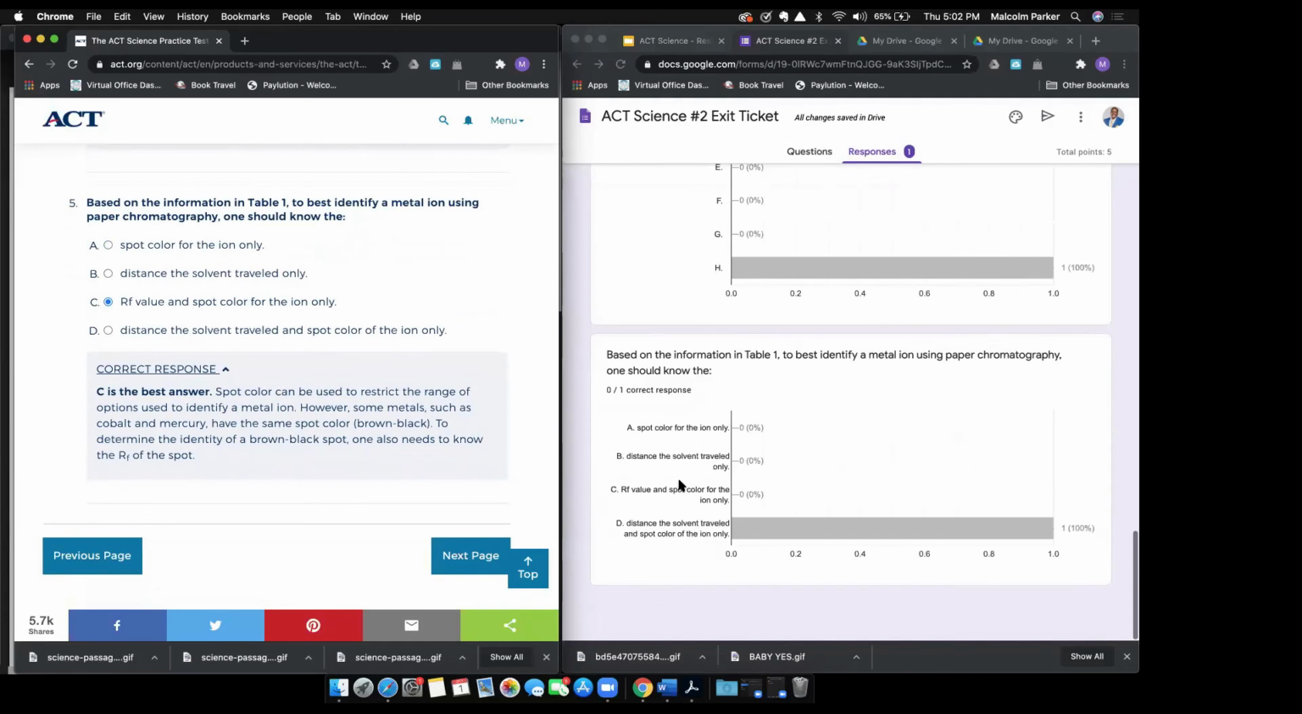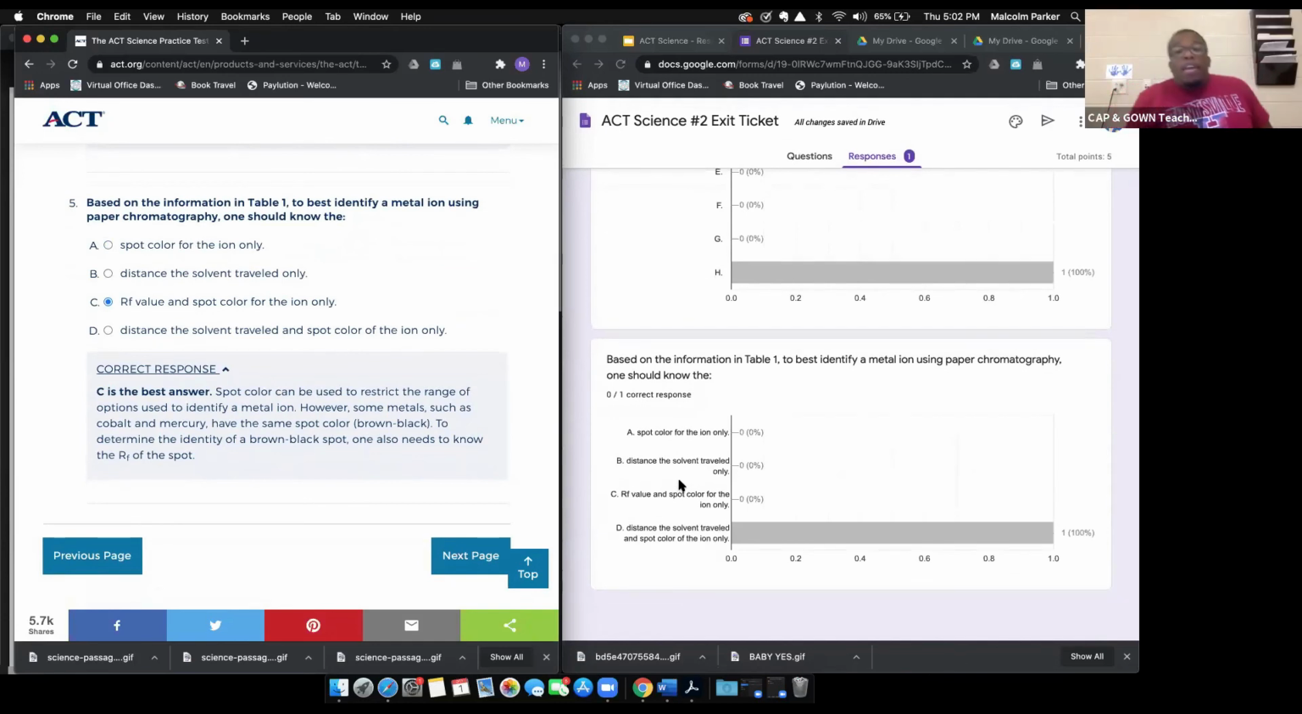All right, our last one, number 5. It says, based on the information in table 1, to best identify a metal ion using paper chromatography, one should know the what? And you chose distance the solvent traveled and spot color of the ion only. All right, so here's where we got to choose the best answer. Okay, and I get that. I'm going to click on D, and we're going to talk about what they said.